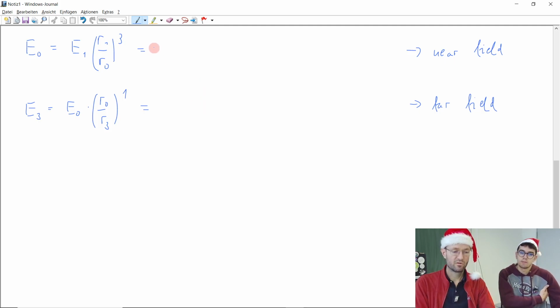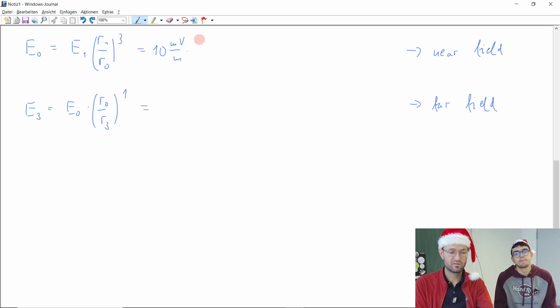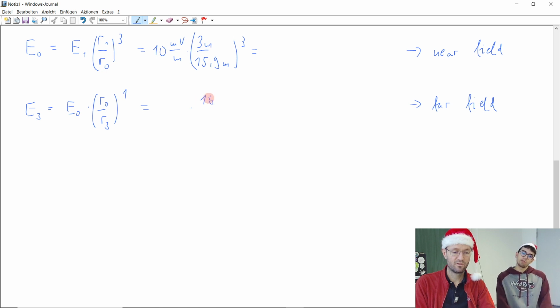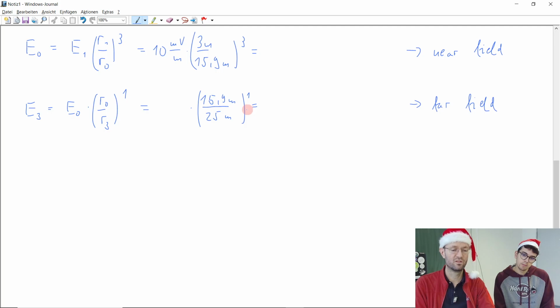Okay, and so now we can just insert the values here. We still have 10 millivolts per meter. R1 is 3 meter. The transition distance is 15.9 meter. And here we have this exponent of 3. And then whatever we get, we need to multiply with 15.9 meter divided by 25 meter, our distance R3, and here we just have an exponent of 1. That, of course, I do not really need to write, but to show the difference, I will write it in this case.